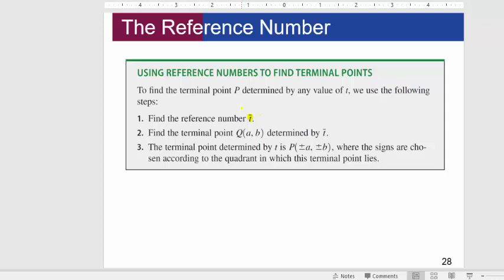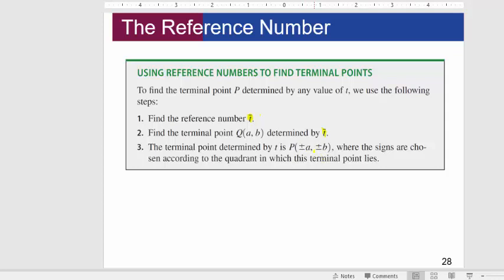Because when they say reference number, they really think of t as being a distance, right? But we can think of an angle as being a distance. So the reference number you find first, then you find the terminal point of that reference number, right? And then you just use the quadrant that it's in to determine the signs, right? So you're going to have the same absolute value of A and B, except if you're in the second quadrant, well, A is going to be negative, B is going to be positive. If you're in the third quadrant, both A and B are going to be negative. If you're in the fourth quadrant, A is going to be positive and B is going to be negative, right?